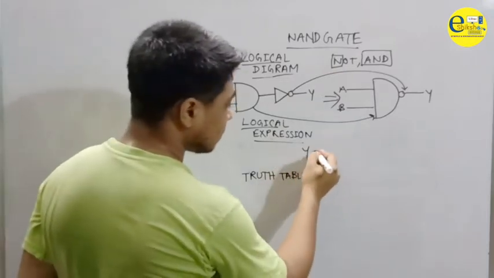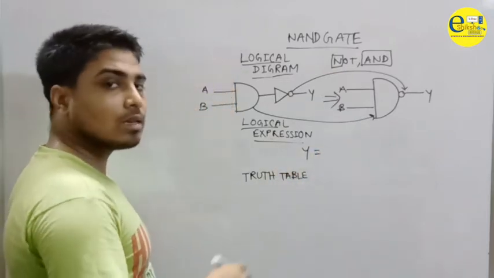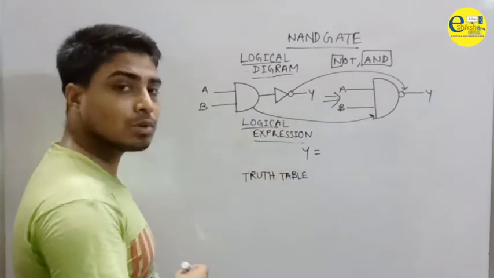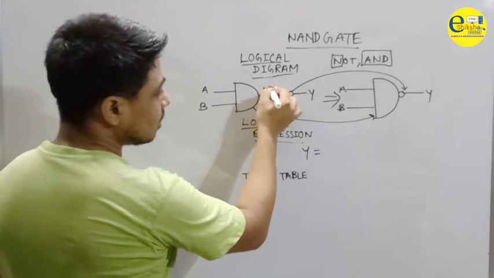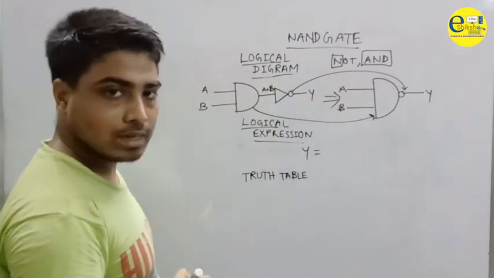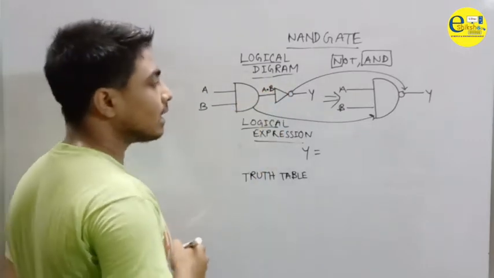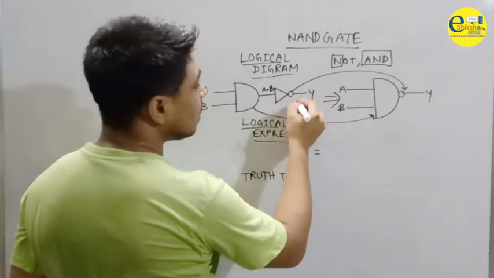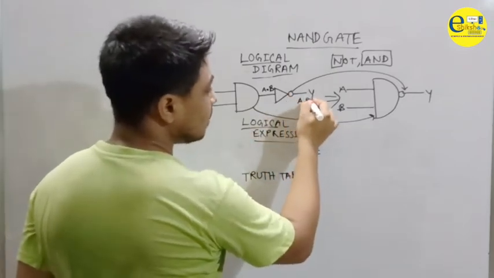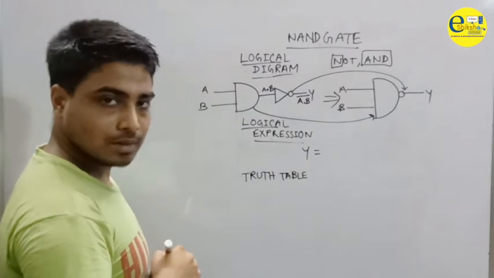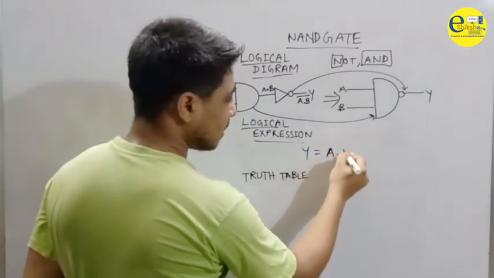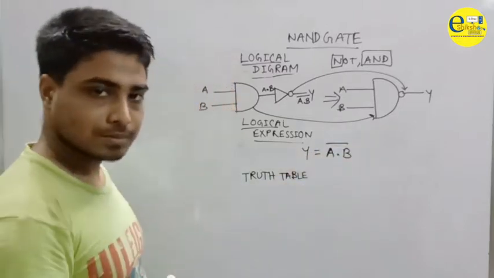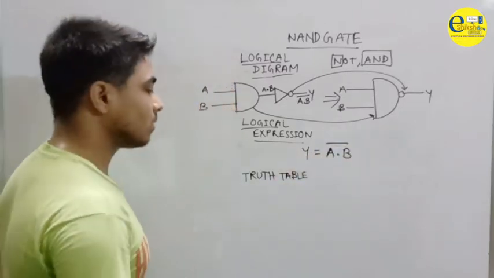So the logical expression is Y, that is, how the output is related to the input. See here, what will you get here? A dot B, because it is an AND gate. And what will be the output here? Here A dot B's whole bar, right? So we can say that the output of the NAND gate is A dot B's whole bar. This is the logical expression of the NAND gate.